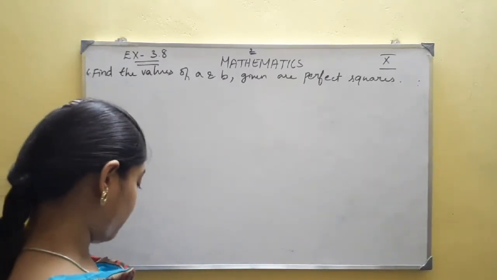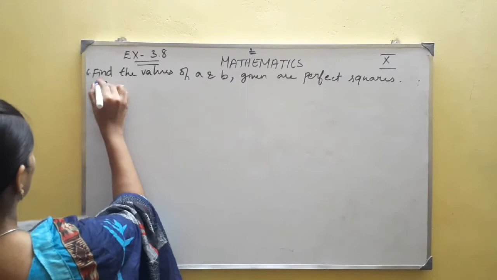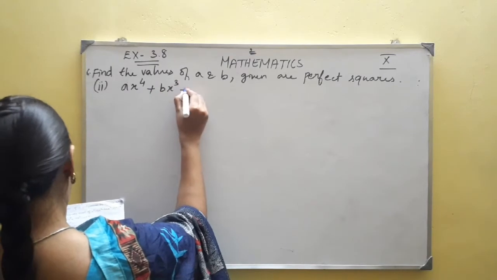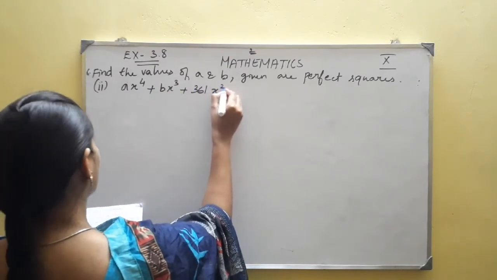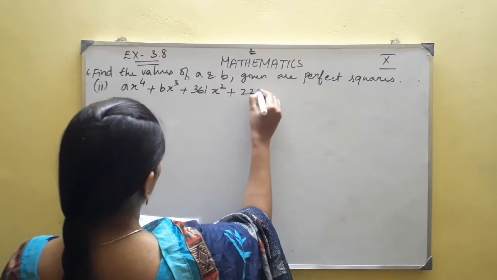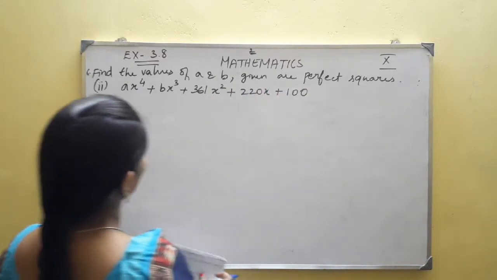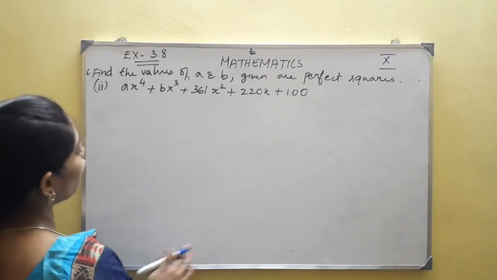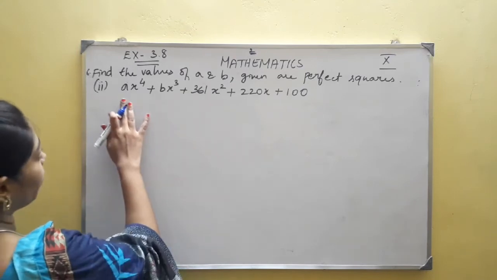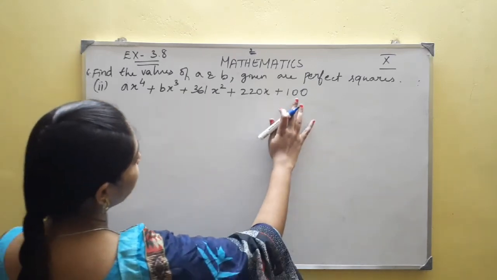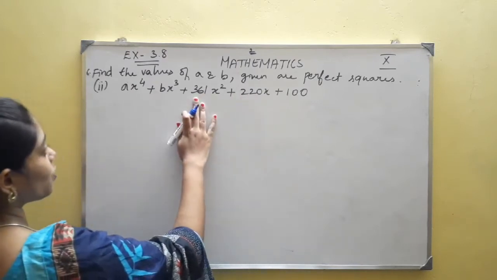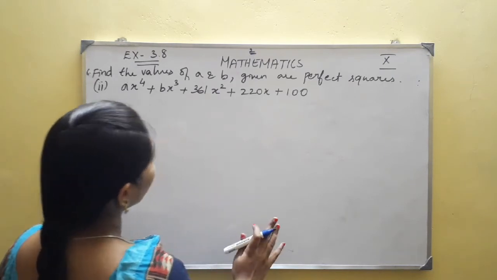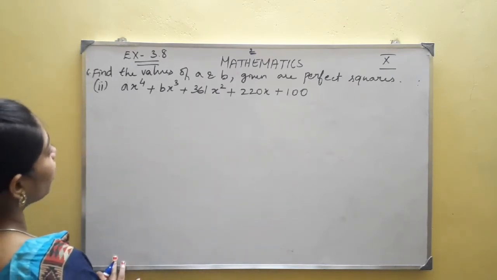So next problem, subdivision 2: ax power 4 plus bx cube plus 361x square plus 220x plus 100. The powers of the variable are in descending order, big to small, but I'm not going to start the problem this way. I'm going to start from 100 plus 220x plus 361x square plus bx cube plus ax power 4, with the powers of the variable in ascending order, small to big.